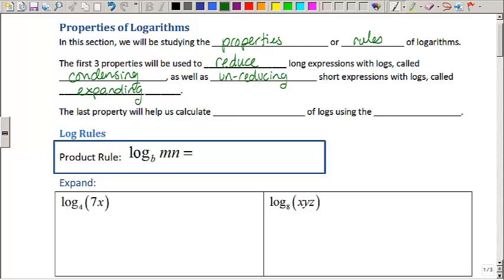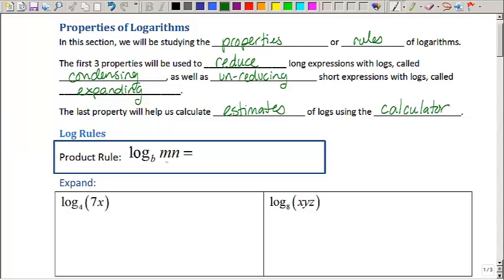This may seem a little counterproductive, but there are some cases where we want to condense a log expression to a single logarithm, and sometimes we want to unreduce or expand short expressions so we can break up parts of the logarithms. So it's important to know how to both condense and expand. We will be learning three properties or rules that help us condense and expand. After that, we'll be learning one more property, and this last property will help us calculate estimates of logs using the calculator.